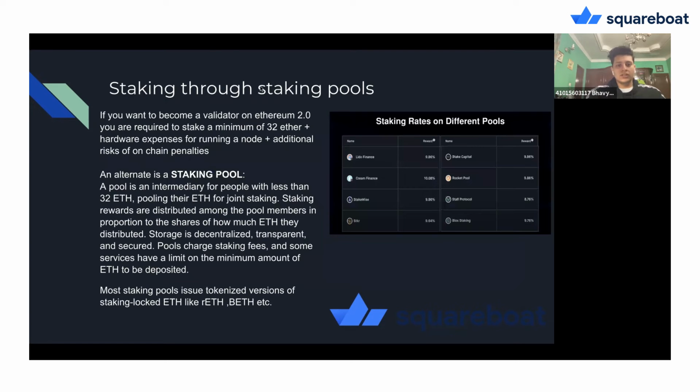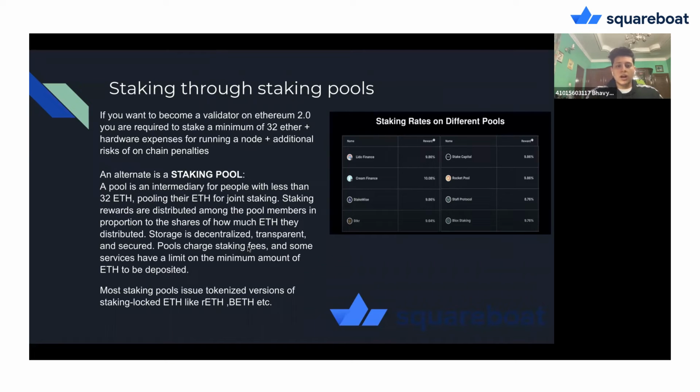So let's say we are staking through a staking pool. As I said, for running a validator you need 32 ether, and hardware is also required. Also, if you are running as a validator, you could face penalties, because if you have not run your validator for a particular amount of time, there are certain drawbacks and you could be penalized. So it's better to stake through a staking pool. A pool is an intermediary for people that have less than 32 Ethereum, and it is also decentralized, transparent, and secure.